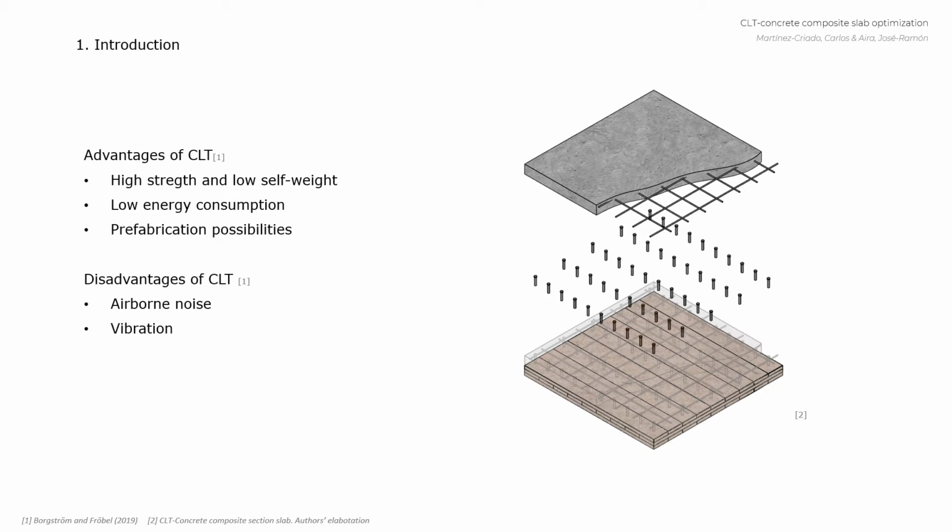CLT is a material increasingly in use due to a series of advantages such as its high resistance in relation to its self-weight, its low energy consumption, or the possibility of board prefabrication. However, due to the low density of wood and its low bending stiffness, it has reduced capacity to absorb airborne noise and also has low natural vibration frequencies, which can affect the comfort of users and even compromise the structure of the building due to resonant effects. The contribution of a concrete layer working together with the CLT contributes positively to mitigate these weaknesses.